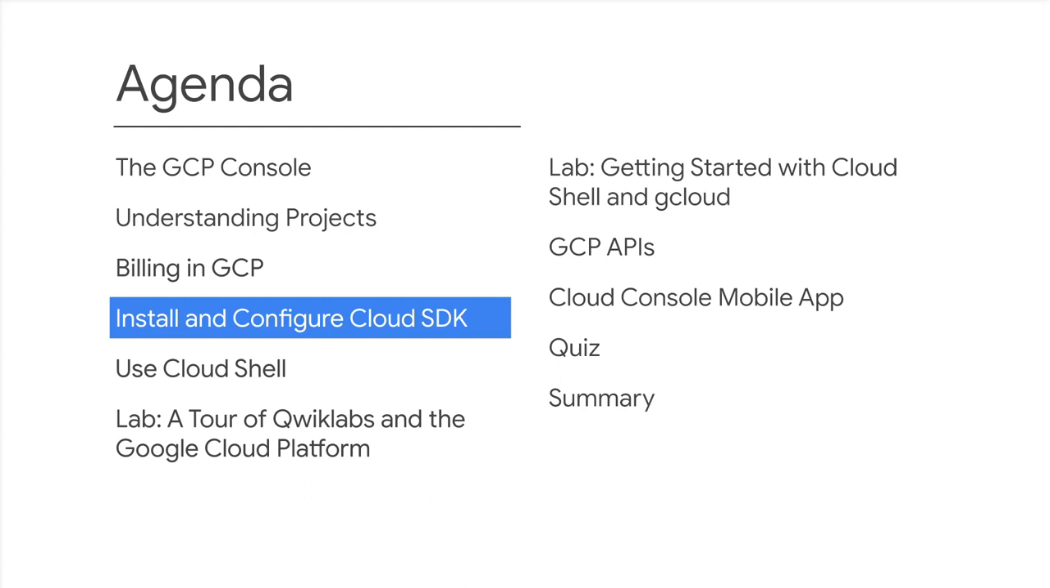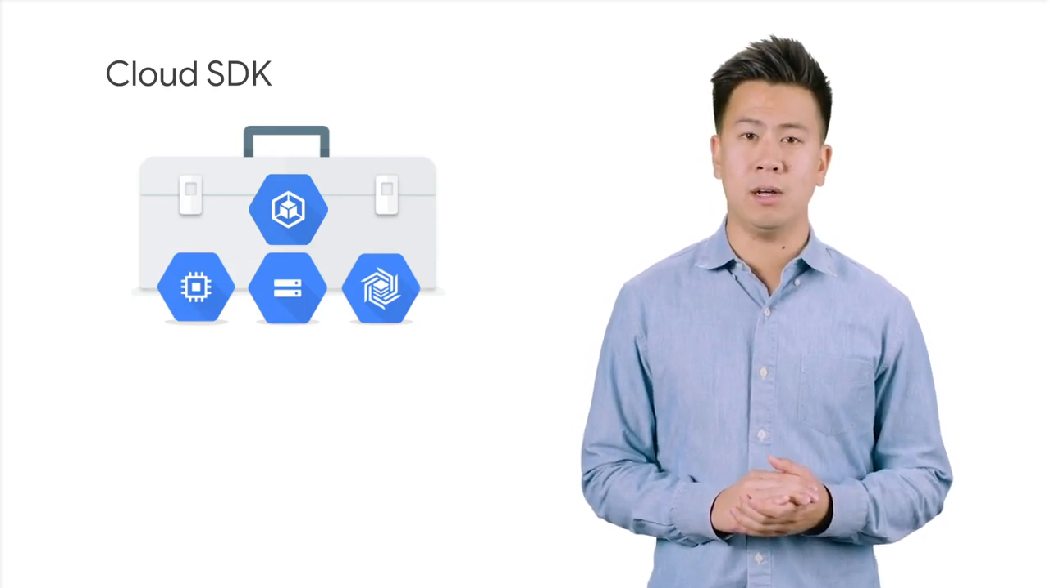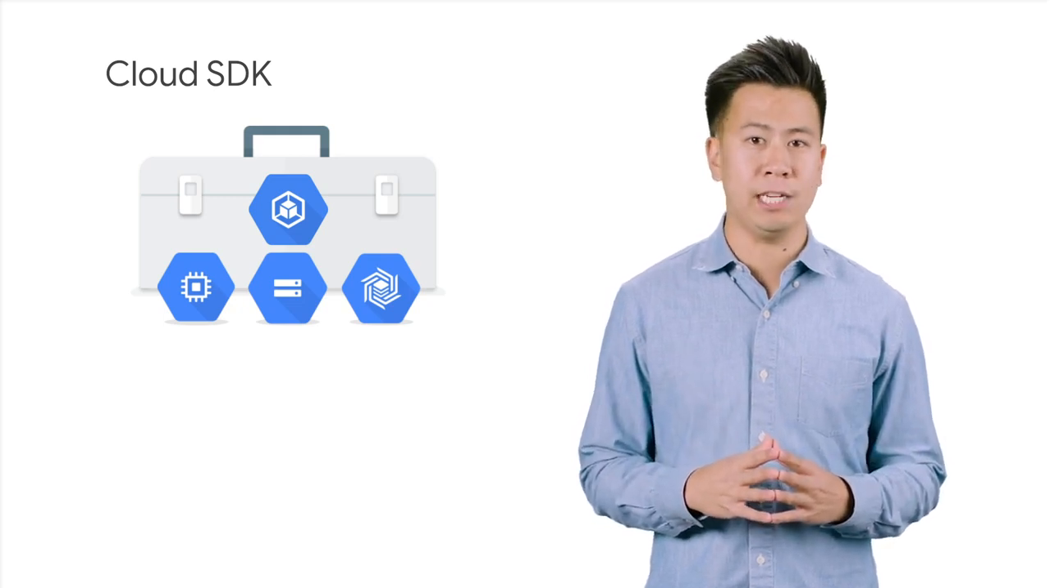The Cloud SDK enables a user to run GCP command line tools from a local desktop. Installing and configuring the Cloud SDK is the next topic. The Cloud SDK is a set of command line tools that you can download and install onto a computer of your choice and use to manage resources and applications hosted on GCP.